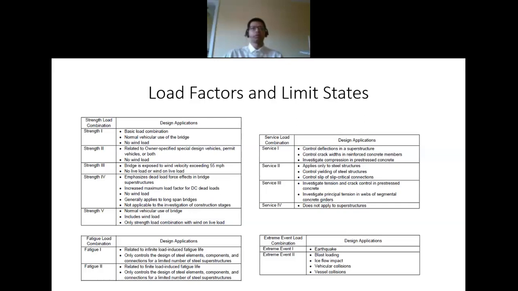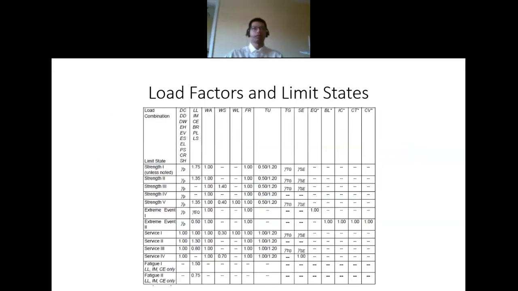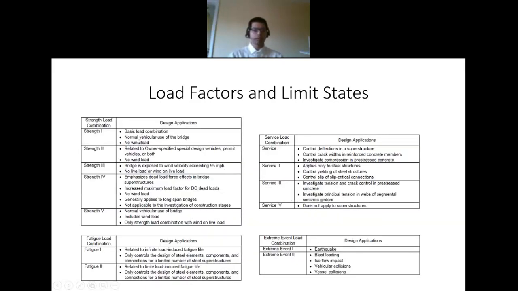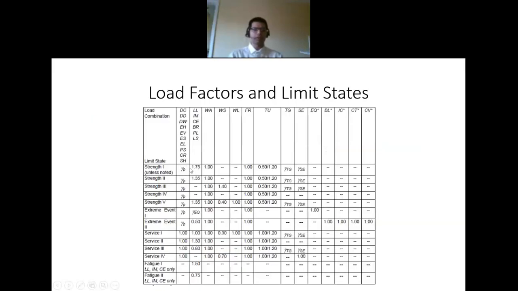This slide provides more light on what these load combinations actually mean. For example, if we consider strength one, it says basic load combination, normal vehicular use of the bridge, and no wind load. And on the previous slide, you can check that out. In strength one, WS refers to wind on the structure. We don't consider wind load here. It's just basic load combination, normal vehicular use. Earthquake, blast, ice, I don't think we account for any of those here.